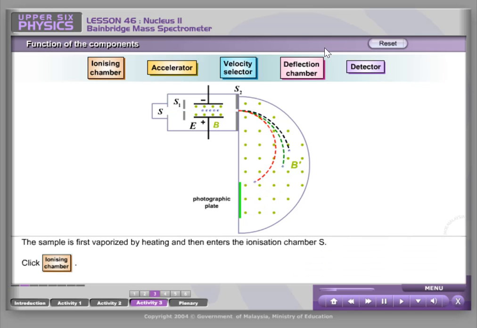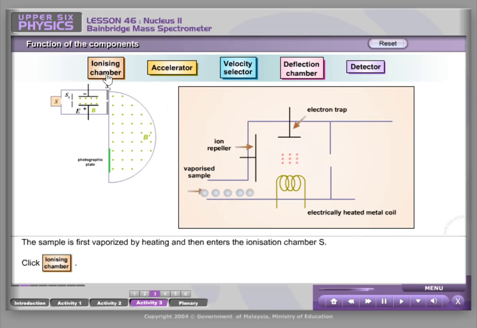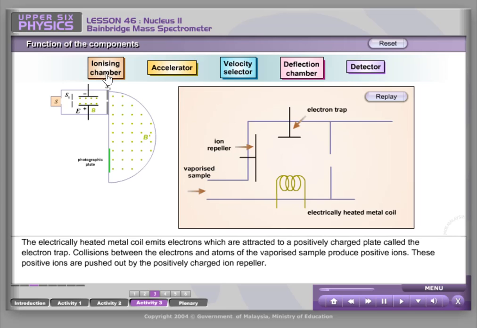The sample is first vaporized by heating and then enters the ionization chamber S. Click the Ionizing Chamber button. The electrically heated metal coil emits electrons which are attracted to a positively charged plate called the electron trap. Collisions between the electrons and atoms of the vaporized sample produce positive ions. These positive ions are pushed out by the positively charged ion repeller.